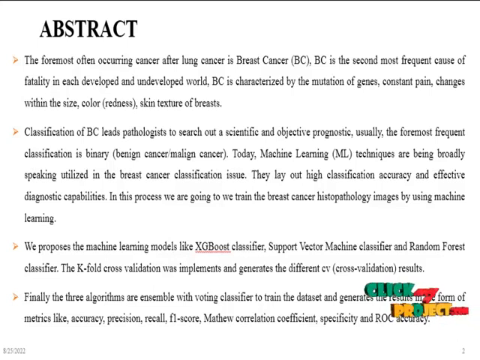The K-fold cross-validation was implemented and generated different cross-validation results. Finally, the three algorithms are ensembled with a voting classifier to train on the dataset and generate the results in the form of metrics like accuracy, precision, recall, F1 score, Matthews correlation coefficient, specificity, and ROC accuracy.